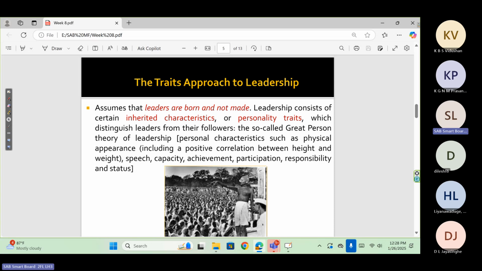We can agree with the former. Some qualities can be brought by birth. But we can't say all leaders are good all the time, or that all characteristics are born. Some are born, some are developed.